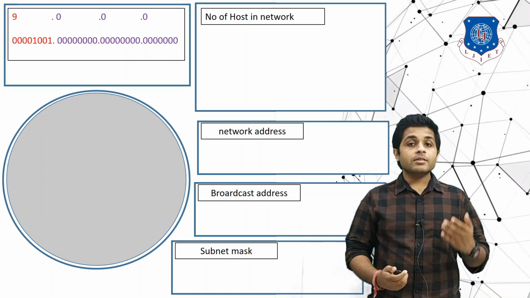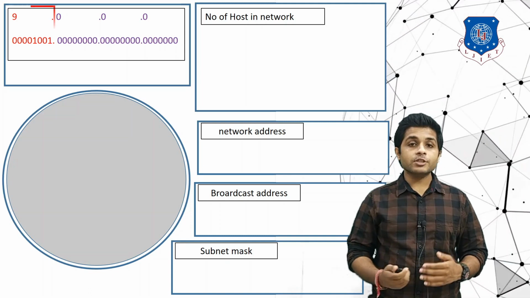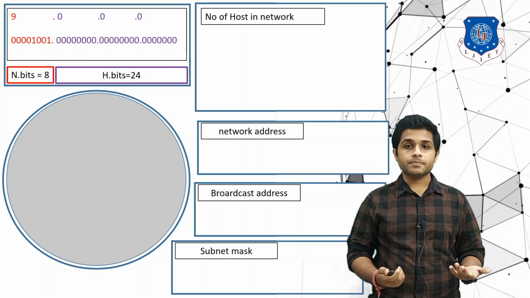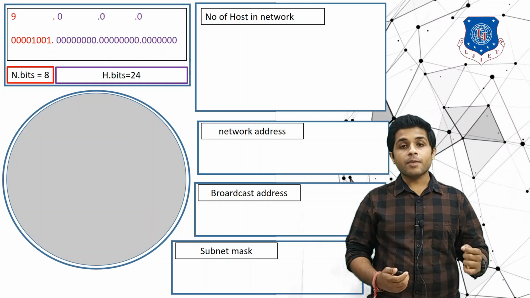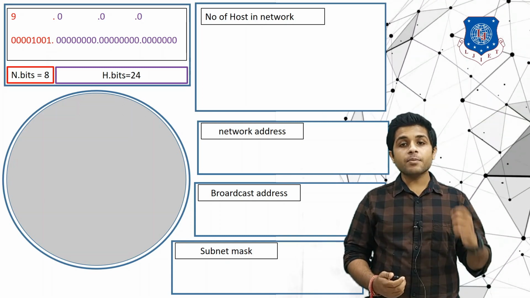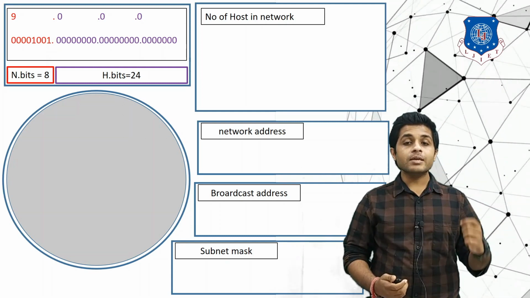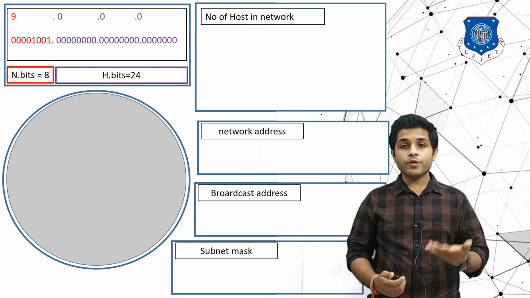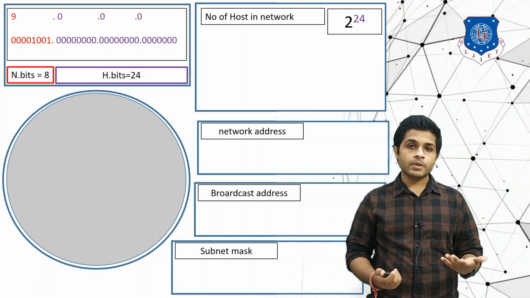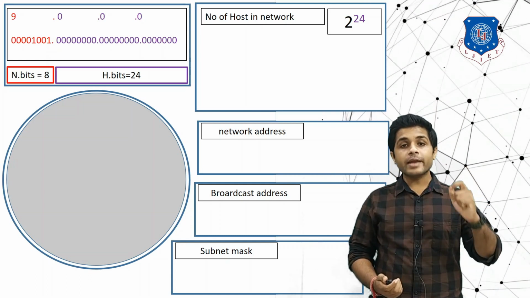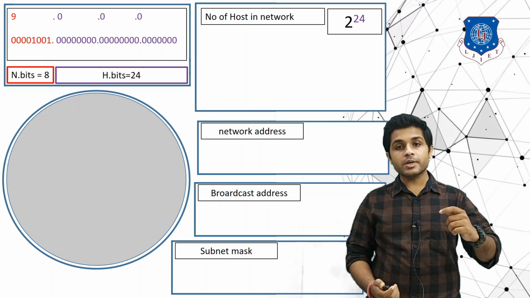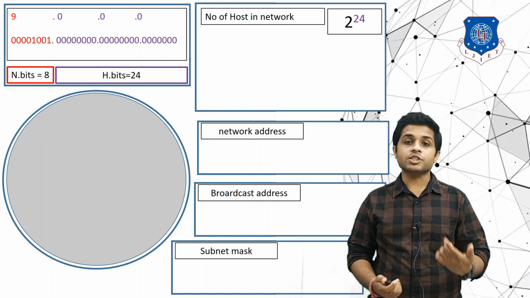We know that in a class A network, the first 8 bits are for the network and the last 24 bits are for the host. Now I want to find the number of hosts possible in this given network. To find that, we have to see the length of the host bits, which is 24 in this case. So 2 raised to 24 hosts are possible. Always remember the value of the network bits will remain the same throughout the network, but the value of the host bits will keep changing as the host changes.